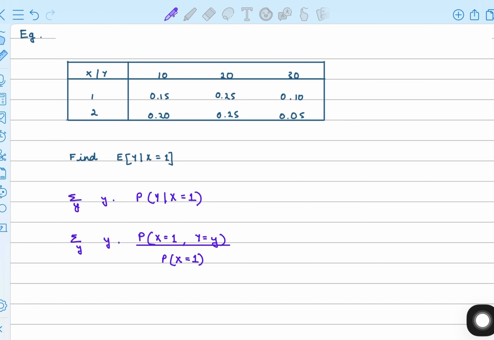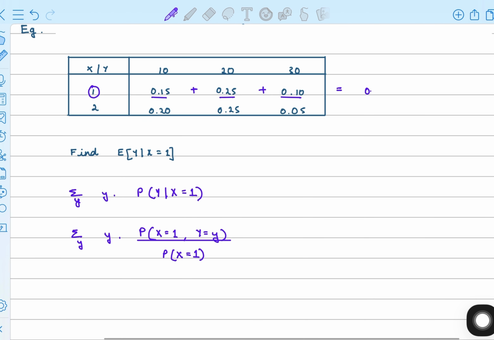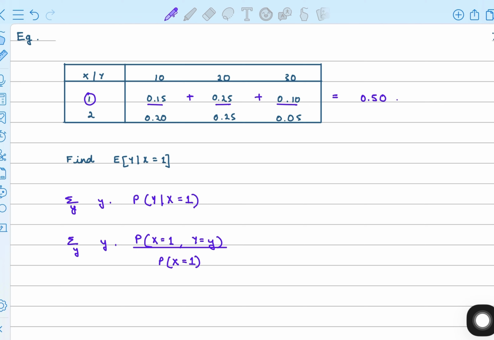As we can see from the table, x is equal to 1 corresponds to the first row. To find the probability that x is equal to 1, we add all of the values where x is 1. Now it's given that we're supposed to find the expectation for those values where x is equal to 1, but the value of y is not specified. Therefore, we take all values of y one by one and add our answers since we have a summation sign.